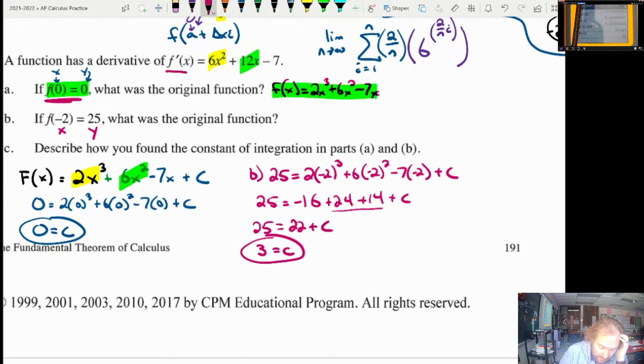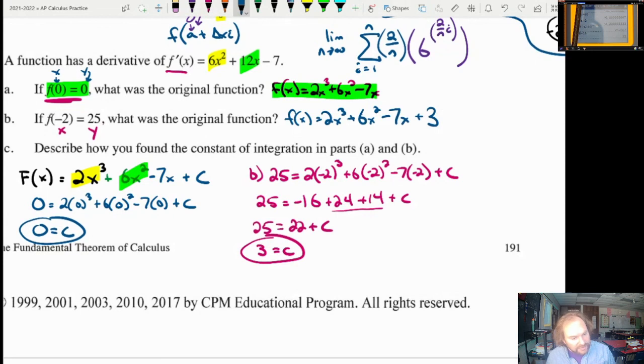So it's going to be almost the same answer as the previous problem. F of x this time is still 2x to the third plus 6x squared minus 7x plus 3. This is the exact function that has this point and also this derivative. I mean, a and b both have the same derivative, but a goes through 0, 0, and b goes through negative 2, 25. Question C: describe how you found the constant of integration.